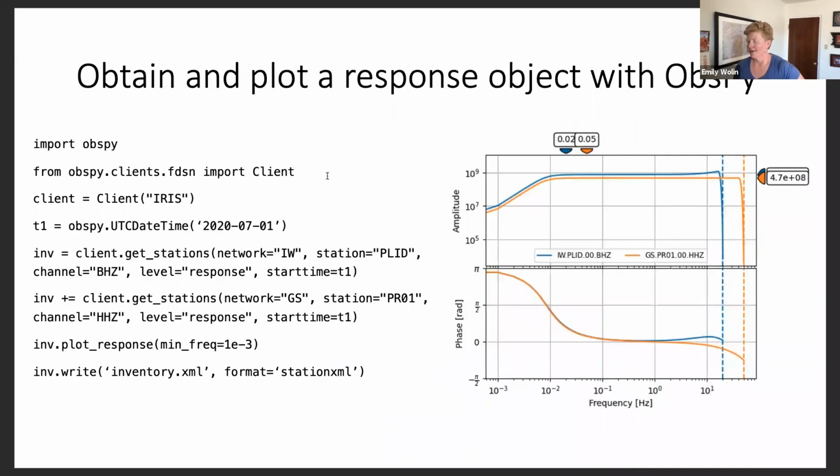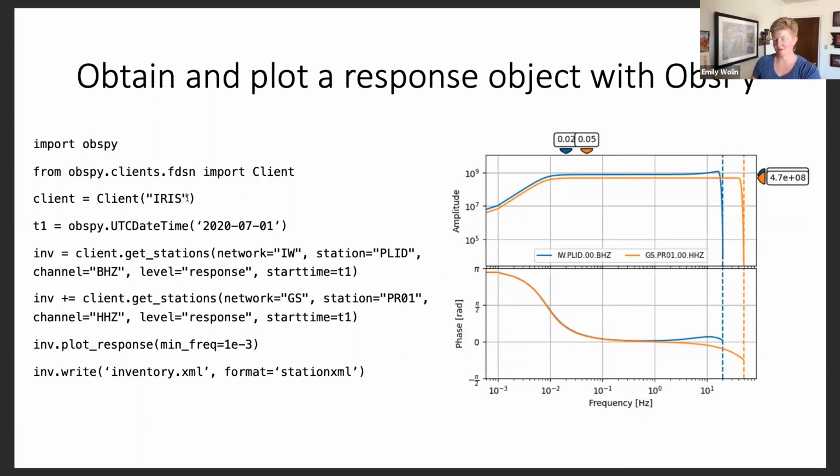Okay, so you can go ahead and run the first 3 cells of the lab notebook if you have it up and available. I'll switch over to that in a moment. But all we're going to do here is obtain and plot a response object using ObsPy. So here's the code that will do that. It should already be in the notebook for you. And we're going to go ahead and grab metadata from 2 different stations. These are both at IRIS.